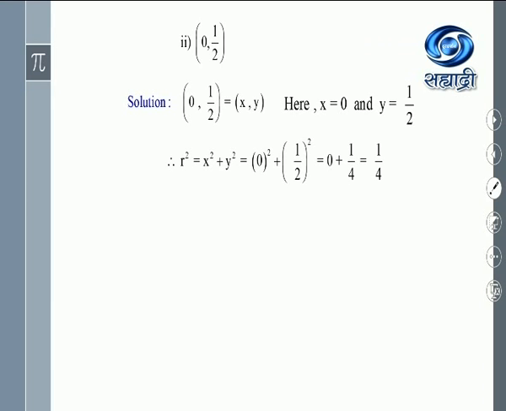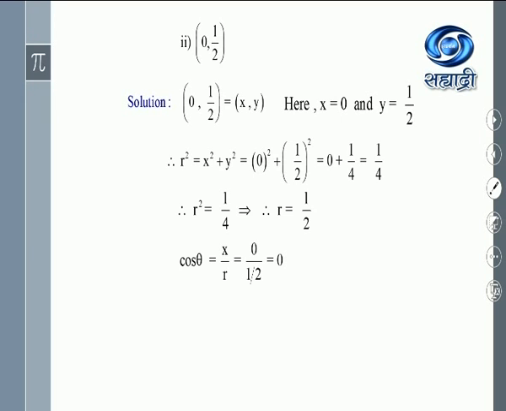The same thing again, r square is equal to x square plus y square. Write down this relation. Substitute the values of x and y in this equation, which is 0 square plus half square, which is 0 plus 1 upon 4, which is 1 upon 4. Now find out the value of r. R square is 1 upon 4. Therefore, r is equal to 1 upon 2. We consider only positive value.